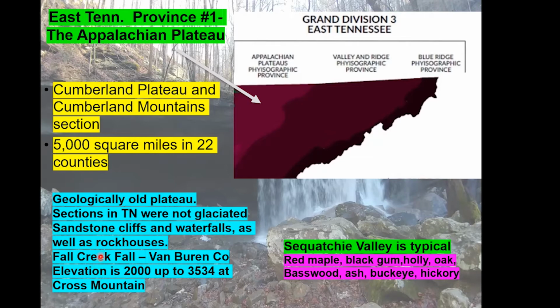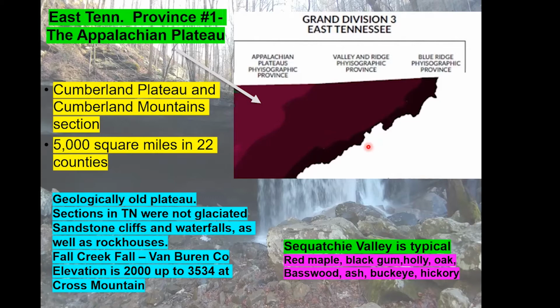There's Fall Creek Falls, which is a beautiful, beautiful waterfall, if you've never been there. There's a place called Cross Mountain. I don't think I've been there, but the elevation is 3,500. I guess that's the highest one there.